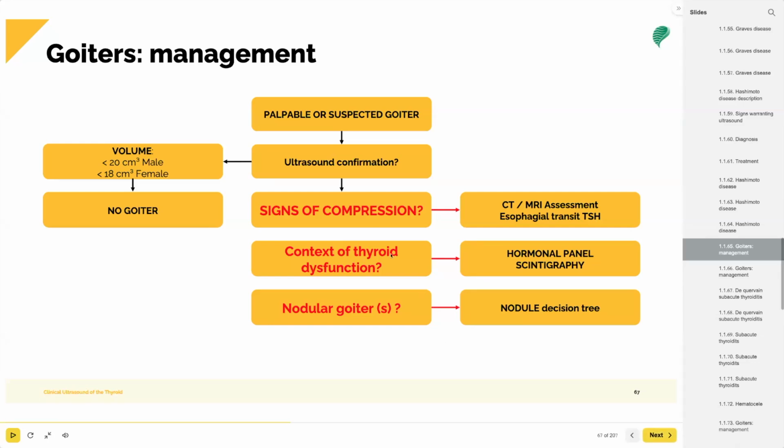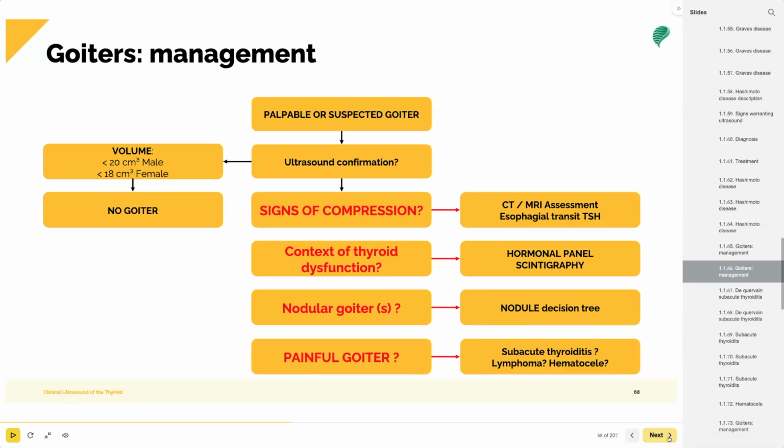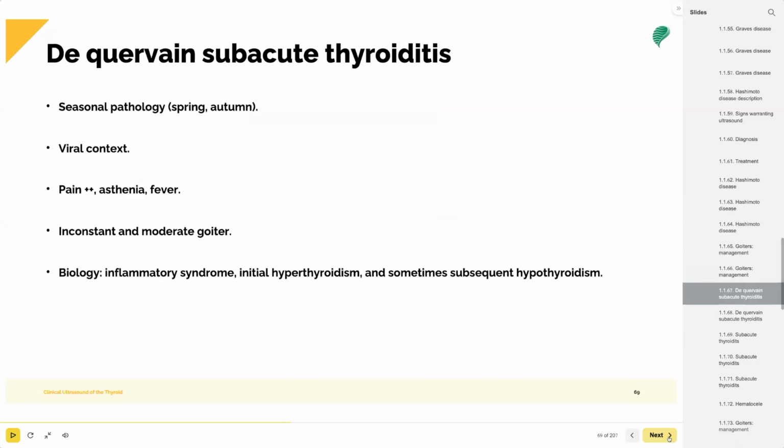Okay, so now we can see that if we have signs of compression with the patient, usually they would be sent for a CT or MRI. For thyroid dysfunction, we would check biologically a thyroid hormone panel, and then the doctor would decide if the mass is a goiter or if it is painful, and then treatment would continue from there.